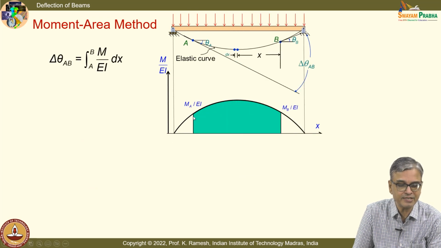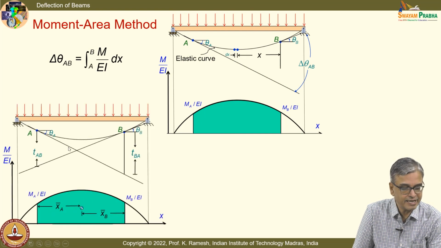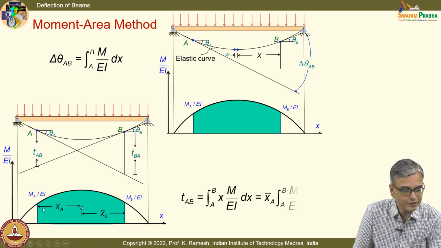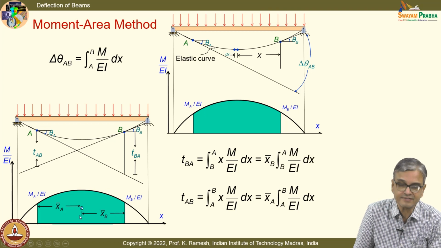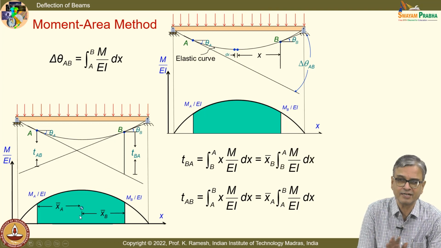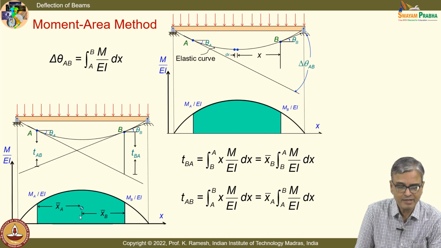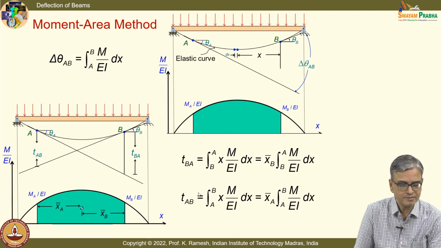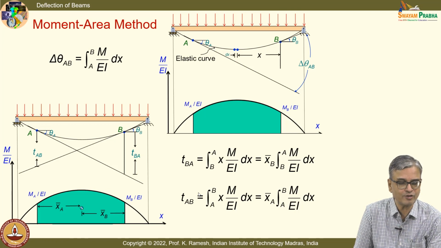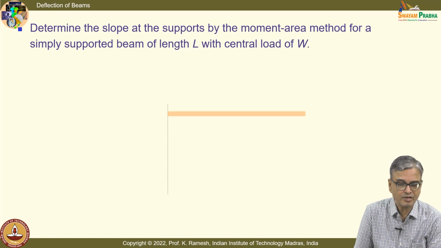I have theta AB as the area under the curve, and I have TAB and TBA. It is nothing but the first moment of area from this distance XA and the first moment of area from this distance. The area of the curve between the two remains the same, but the moment changes and I get either TAB or TBA. You can understand this easily when you solve a simple problem. We will take a problem with a concentrated load. So, I will take a 3-point bend specimen.